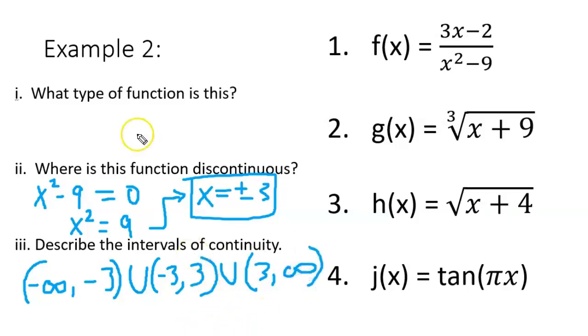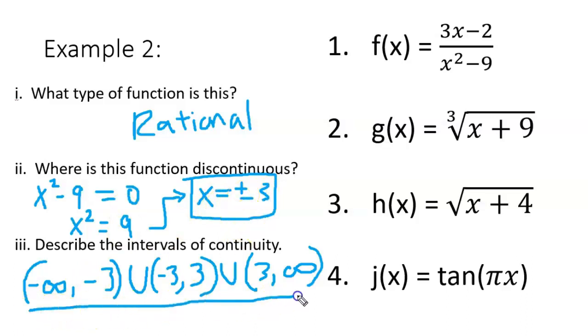Okay? So this was a rational function. It had discontinuities at 3 and -3 because those are the values that made the denominator equal to 0. And since I know those discontinuities, now I can write out what the intervals of continuity are. Okay? So let me do numbers 2 and 3. I'm going to wait on 4 because that one's a little bit trickier, but we'll do 2 and 3 next. And then I'll let you guys practice a little bit.